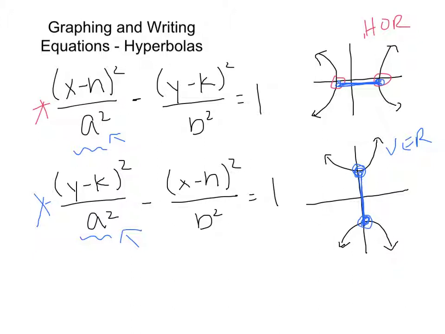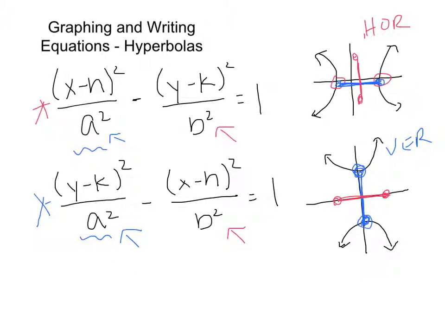Now, there are also co-vertices that don't actually appear on the graph, but they help us define the shape of the hyperbola, and those co-vertices are at the endpoints of what we call the conjugate axis. You'll never actually see these, but like I said, they will help you create the graph. The number for those comes from B.